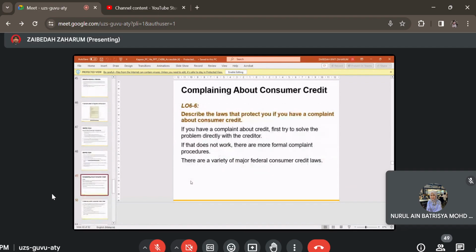And then kat sini complaining about consumer credit, describe the law that protects you if you have a complaint about consumer credit. Kita ada yang tadi saya cakap pada awal tadi, iaitu kita ada credit reporting agency, ataupun kita kata Credit Bureau of Malaysia. Kita boleh laporkan dekat Credit Bureau of Malaysia sekiranya kita ada any complaint about credit.